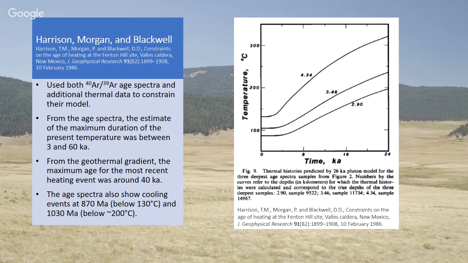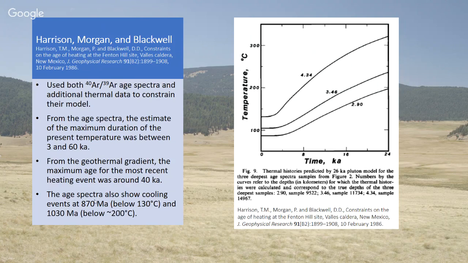Morgan and Blackwell were focused more on the thermal side of things, and Blackwell, I believe, did a lot of the modeling. They showed that they couldn't replicate the thermal data if they had a thermal event that was older than 40,000 years. So both the argon spectra and the thermal modeling independently support a date for this heating event that is more recent than the eruption of the volcano.